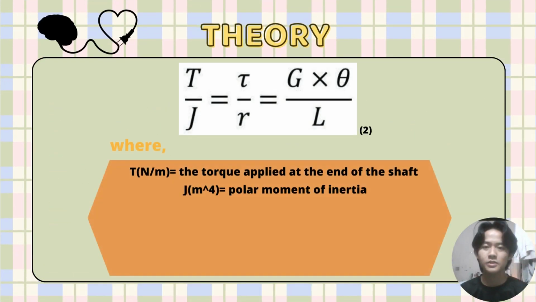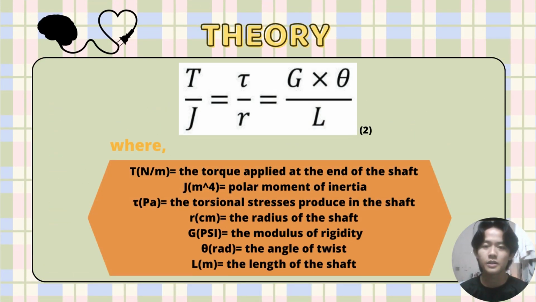The next one is theory. The theory states that T over J is equal to tau over R is equal to G times theta over L, where T is the torque applied at the end of the shaft, J is the polar moment of inertia, tau is the torsional stress produced in the shaft, R is the radius of the shaft, G is the modulus of rigidity, theta is the angle of twist, and L is the length of the shaft.